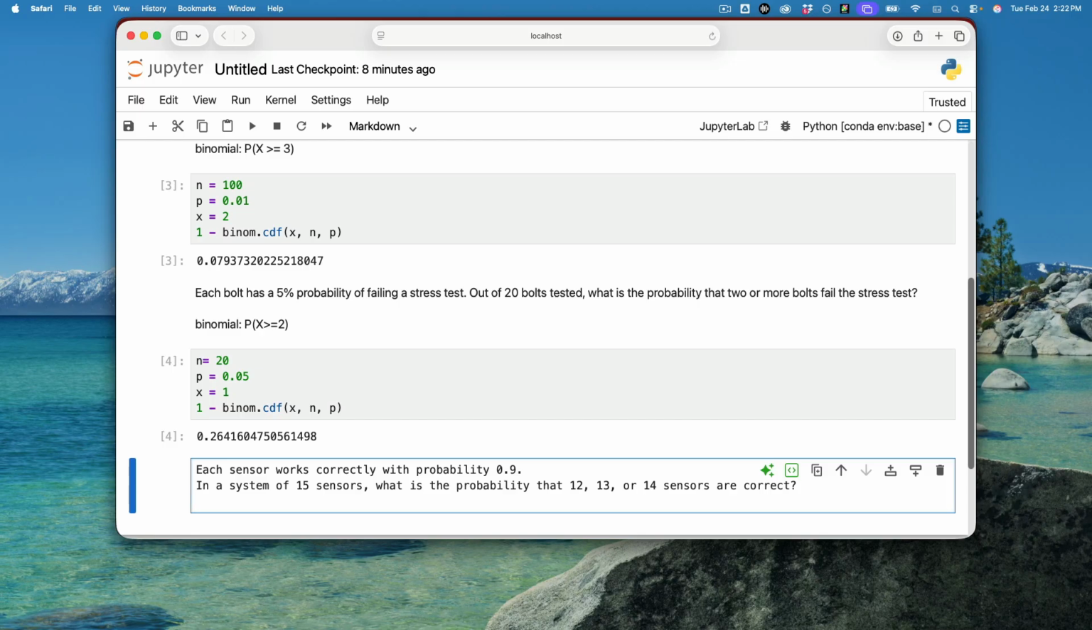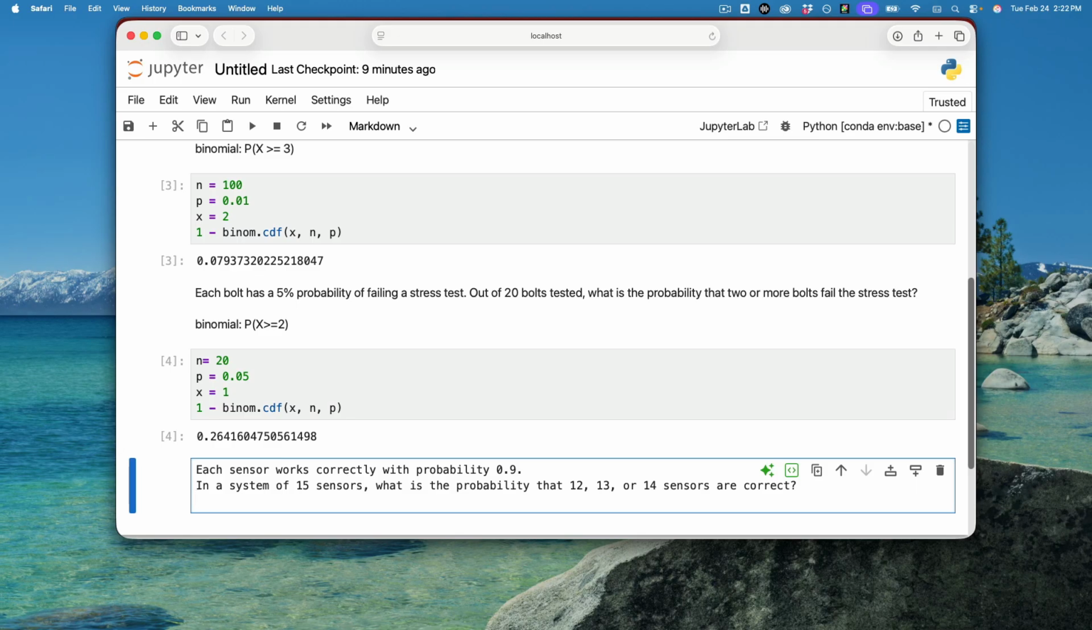Each sensor works correctly with a probability of 0.9. In a system of 15 sensors, what is the probability that 12, 13, or 14 sensors are correct? So you can do this in a number of ways. You can either add the PMF of 12, 13, or 14, because you're, yes?